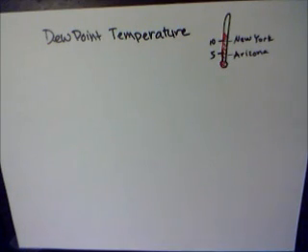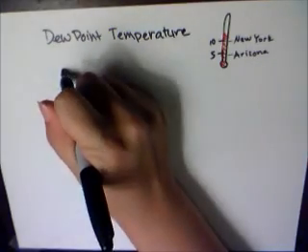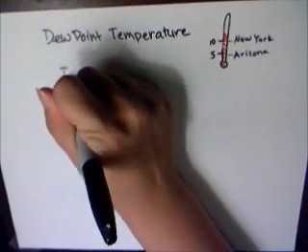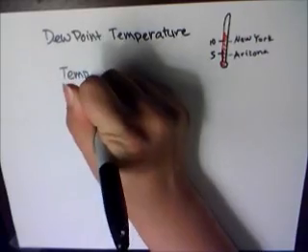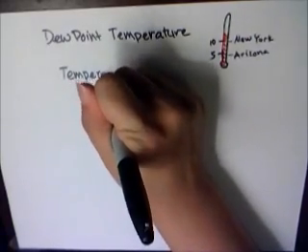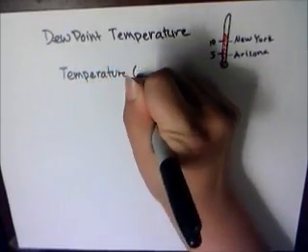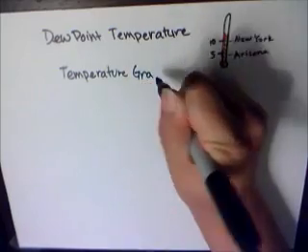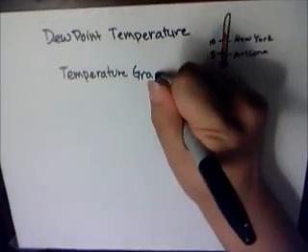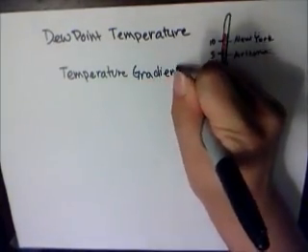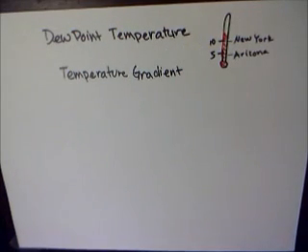We talked a lot about temperature gradients. A gradient just means there's a difference between areas. With temperature gradients, we're talking about areas where one area is warmer or colder than the other. So it's all relative.